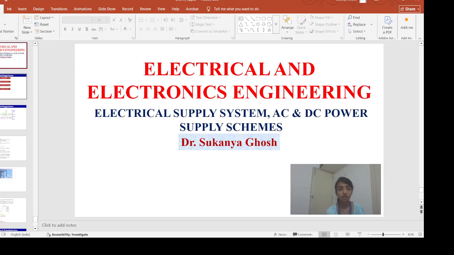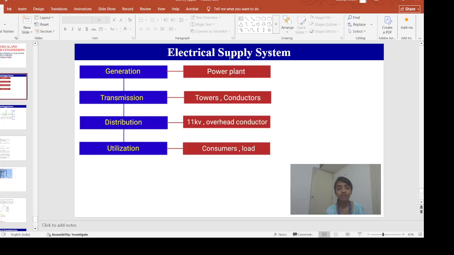So let us start. The overall electrical power supply system basically consists of some processes. What are those processes? First, electrical power generation, then transmission of the power, then distribution of the power, then utilization of the power. So this entire chain of the electrical supply system is called a network. Any electrical supply system has to follow this chain.